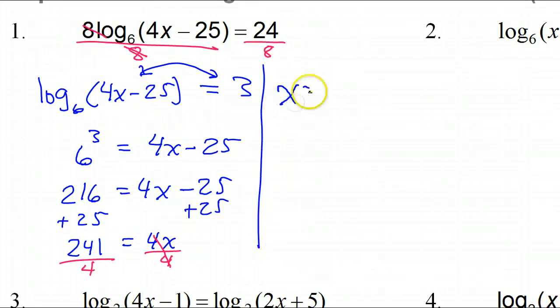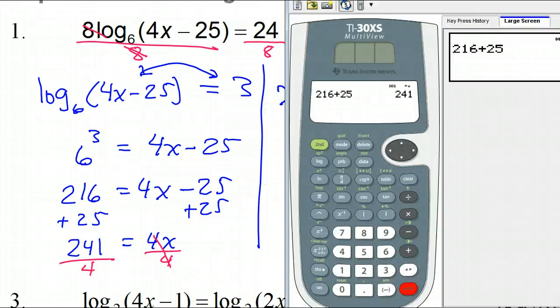So that is going to give us x equals 60.25.